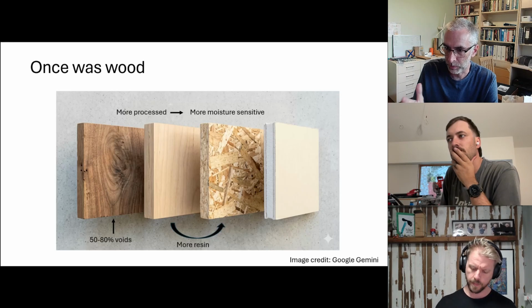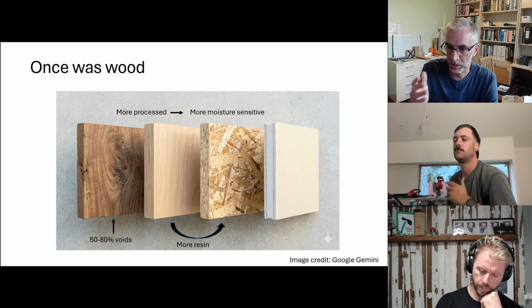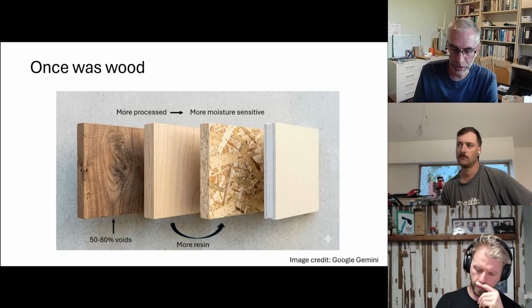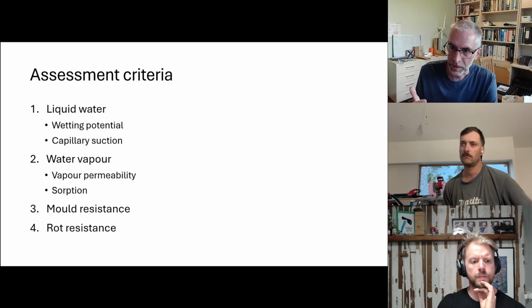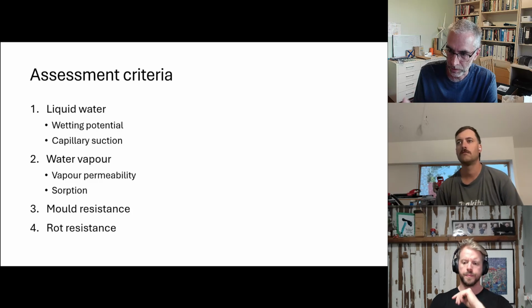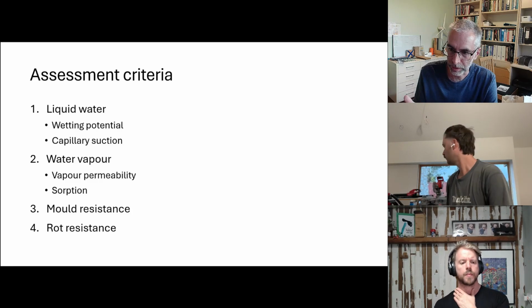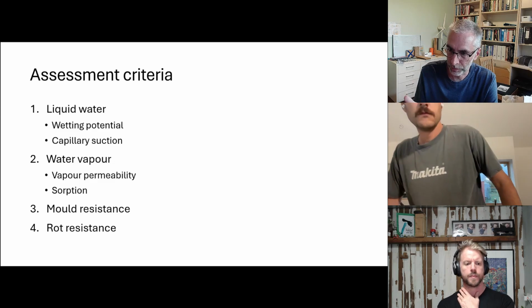As we move towards the paper at the extreme end, we have a product with more sugars in it, more available food for things like mould, more ability for moisture to rapidly deteriorate those products. So how can we assess the performance of these two products? I want to tackle that from four different metrics or parameters. Firstly, what happens with liquid water getting in contact with these materials? What happens with water vapor?